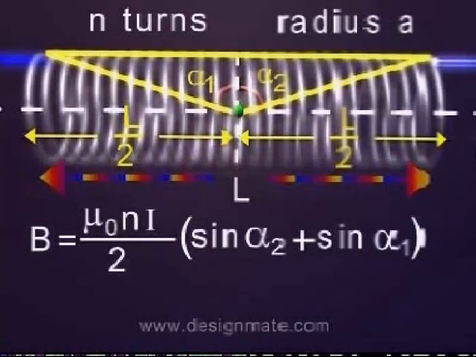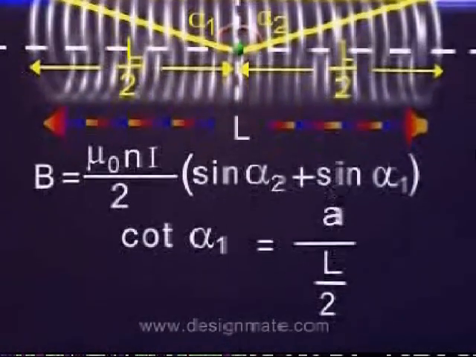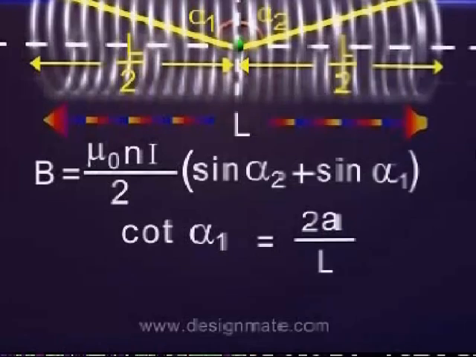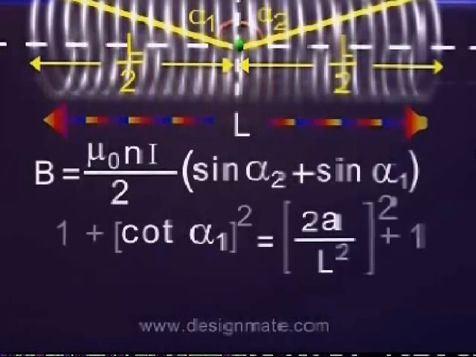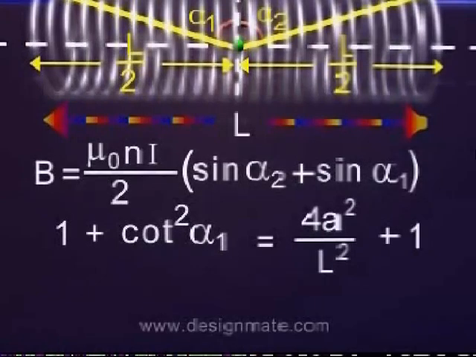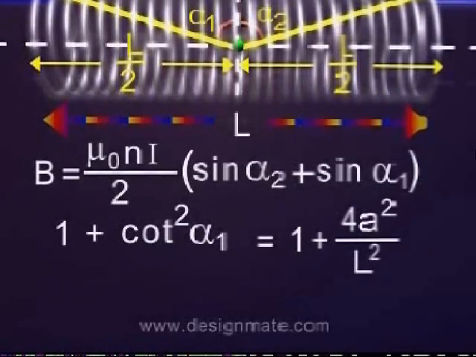B is equal to mu0 nI upon 2 into (sine alpha 2 plus sine alpha 1). Cot alpha 1 is equal to 2a upon L. Therefore, 1 plus cot square alpha 1 is equal to 1 plus 4a square upon L square.